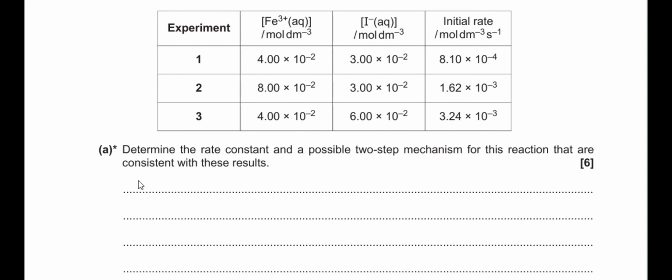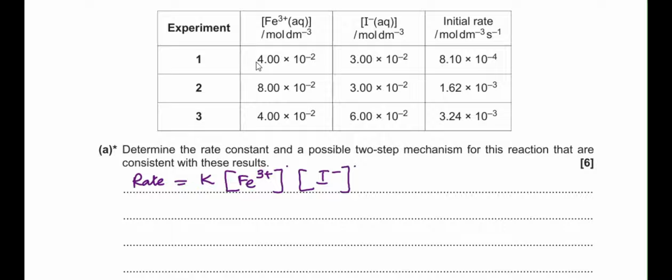So let us start by writing the general rate equation. Rate is equal to the rate constant times the concentration of the reactants Fe3+. We need to put an exponent here, but we do not know the order of the reaction with respect to Fe3+ yet. Therefore, let's keep it blank. Then this is multiplied by iodide ions. Again, we need to find out the order of the reaction with respect to iodide, and then we have to fill it up.